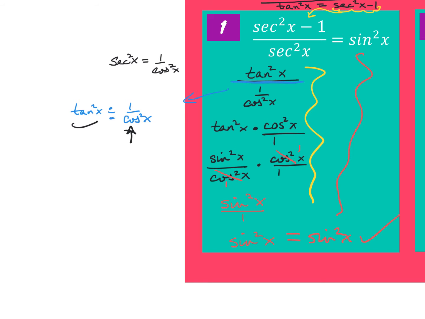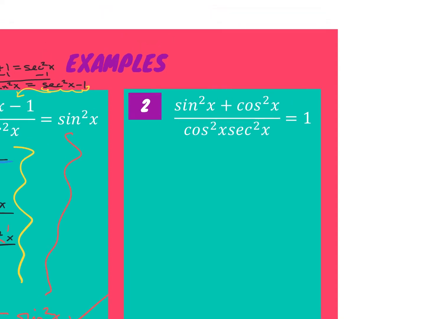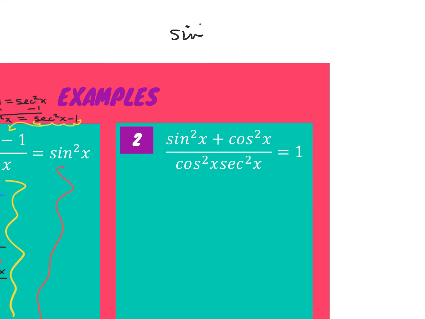Let's try the next one. It's a little simpler. Pretty good on number 1. All right, so for number 2, when I first look at the numerator, I'm thinking, hey, wait a minute, that looks like an identity that I know. If you recall, sine squared x plus cosine squared x equals 1. So I'm going to substitute 1 for my numerator.